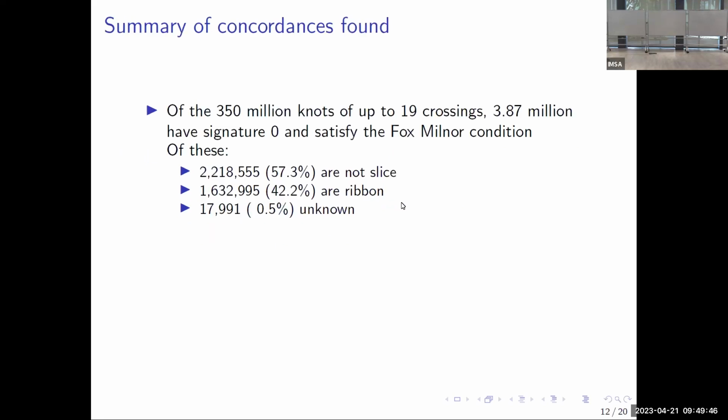And then maybe I'll tell you a bit about our results. So there are 350 million knots of up to 19 crossings.